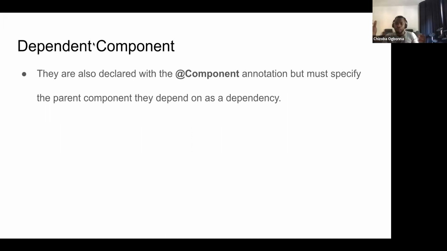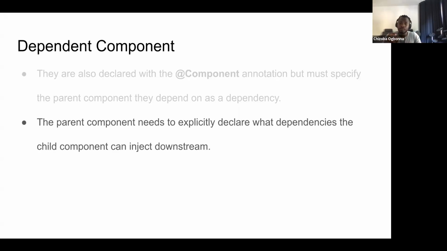A dependent component is just like a normal component that we've talked about before. You annotate it with the @Component annotation, just like every other one. But for a dependent component, you also need to specify the list of components that it depends on. A dependent component can depend on more than one component. So you annotate it as a component, then you say I'm depending on this and this and these other components.